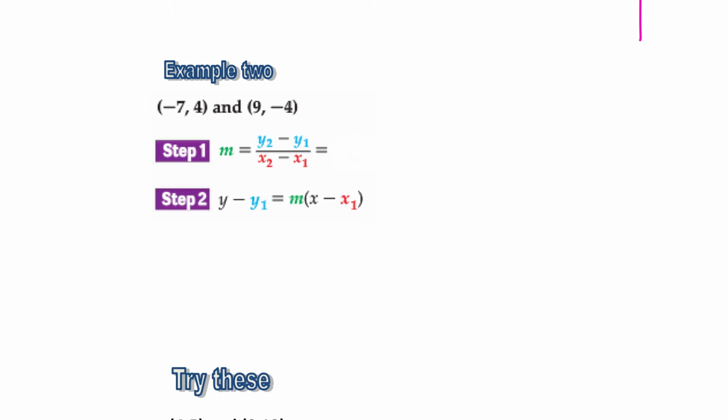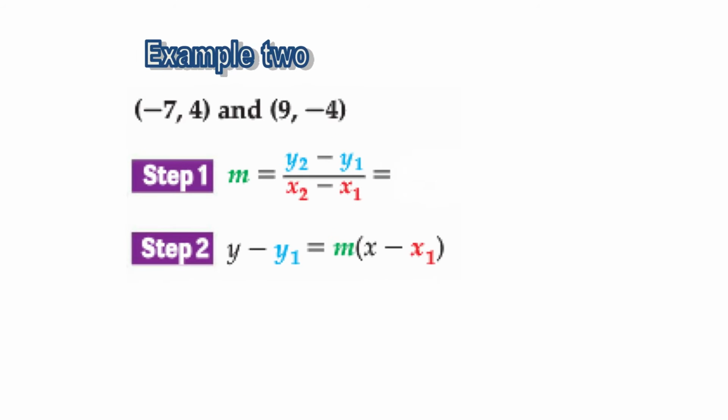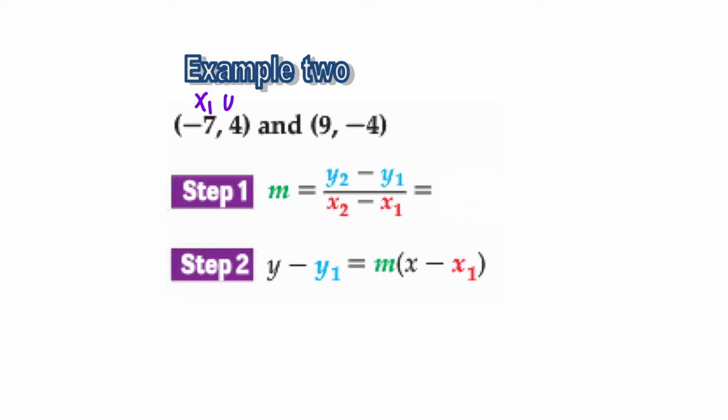Next thing I want to do is, given 2 points here, write the equation of a line with just those 2 points. So the first thing I want to do is find the slope of that line. First of all, I'm going to label this x1, y1, x2, y2.